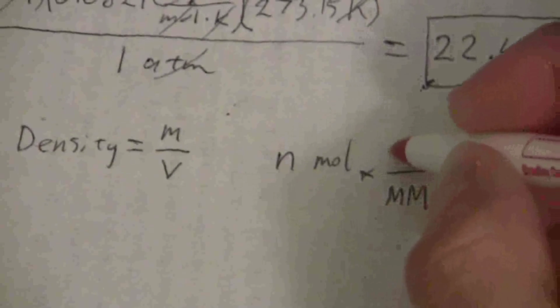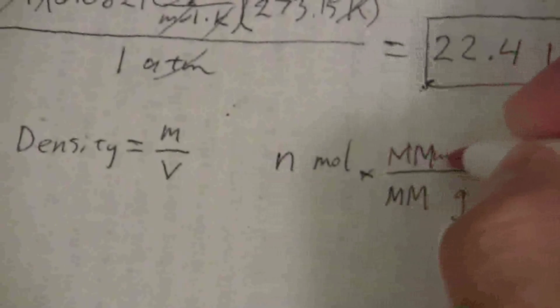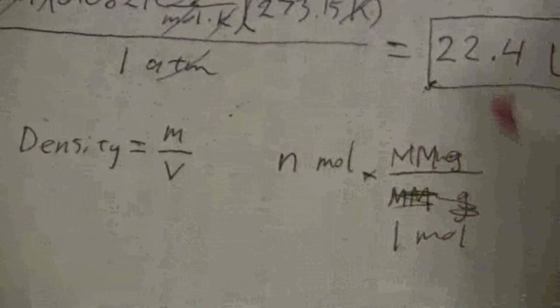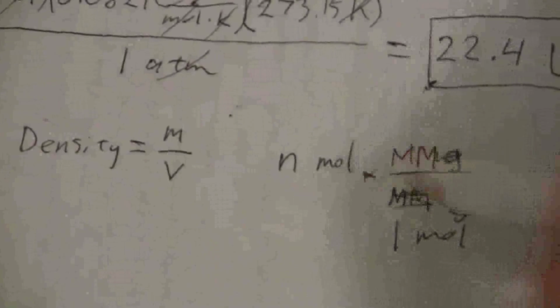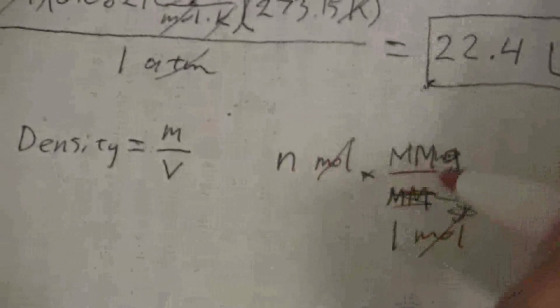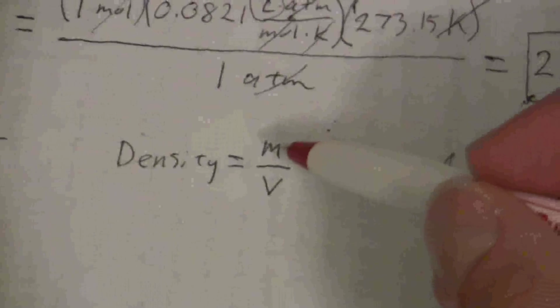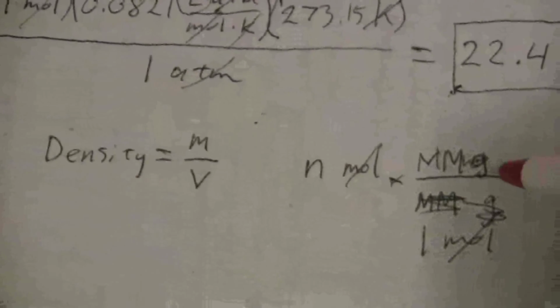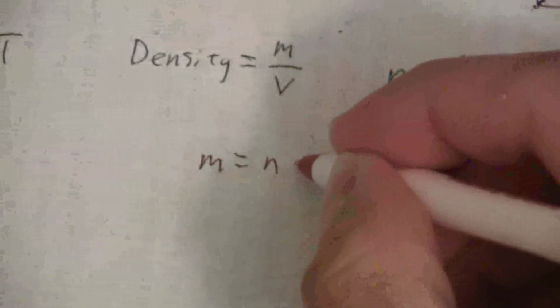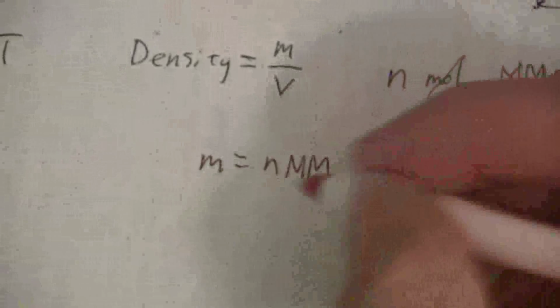I'm going to multiply by the molar mass, grams to 1 mole, so that my moles cancel. The moles times the molar mass will give me the mass in grams. So mass is the moles times the molar mass. I'll call the molar mass M.